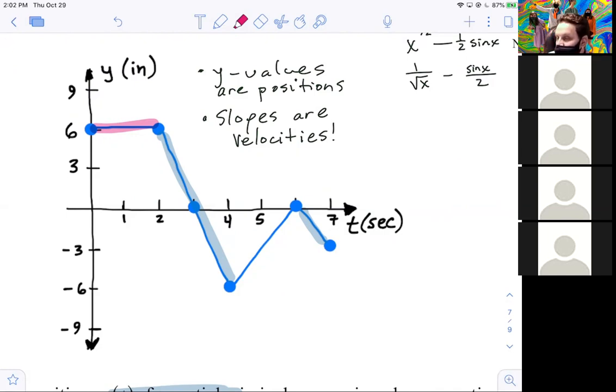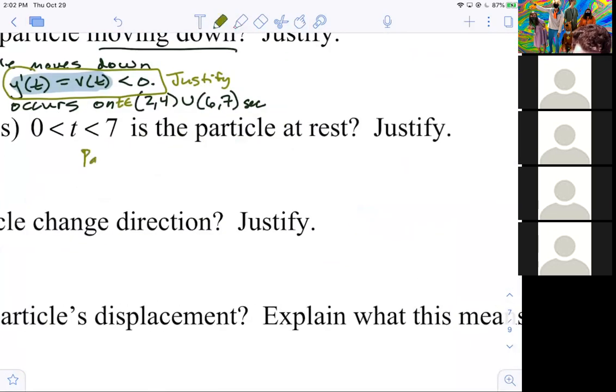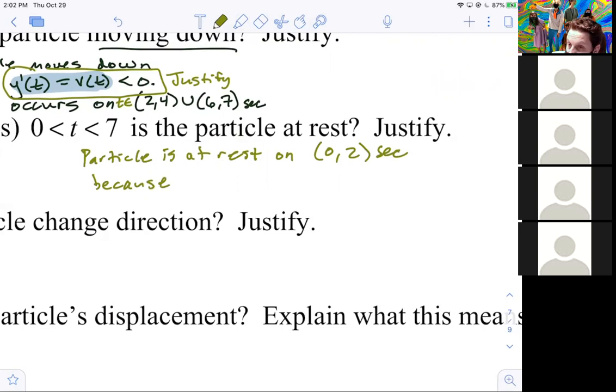This is very improbable in real life for something to change directions instantaneously like that, but we can make it happen in a graph quite easily. So from 0 to 2, the particle is at rest on the interval 0 to 2 seconds, units on that. And now you can justify it on the back end, because can we use v of t now if we wanted? Yes, because v of t is equal to 0 on this interval.